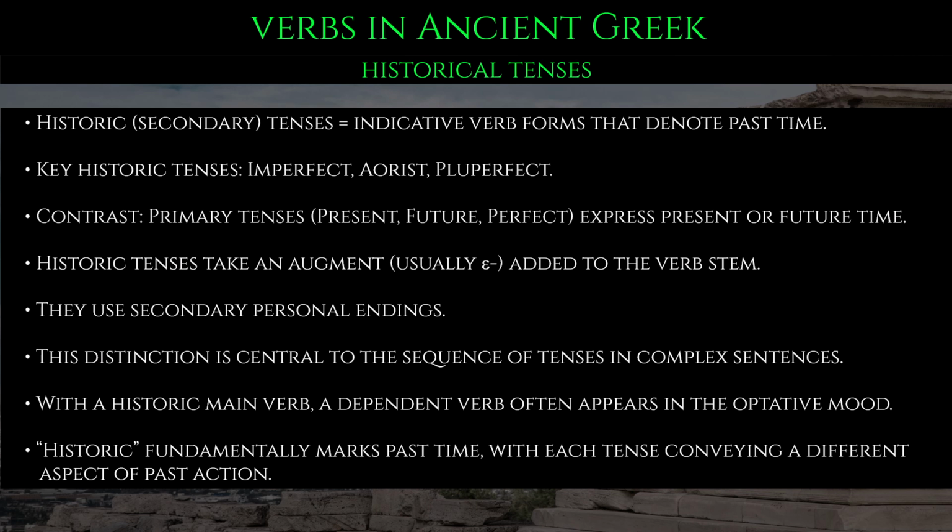When the main verb is historic, again, that it would be imperfect, plusquamperfect, or aorist, a dependent verb often appears in the optative mood. Ultimately, historic signifies a past time reference, with the specific historic tenses indicating different aspects of the past action.